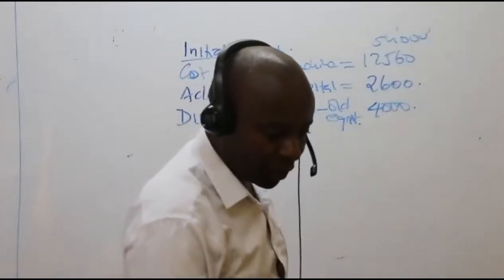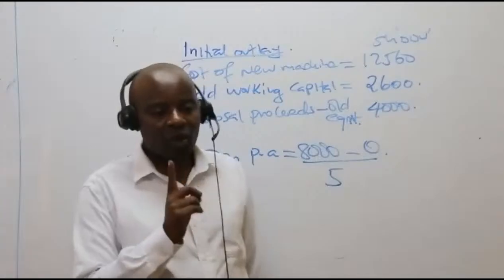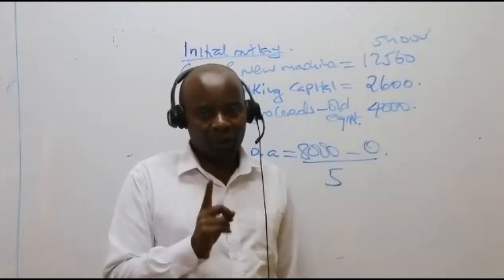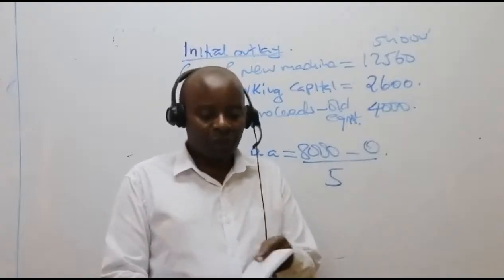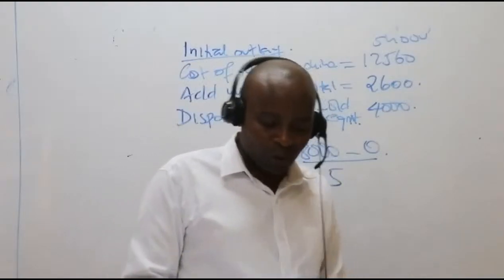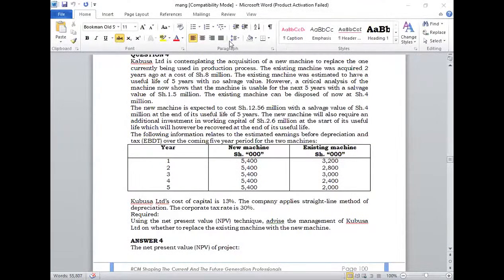Okay, let me stop recording a little bit. We discussed this issue of accumulated depreciation. So allow me kindly to repeat this concept of net book value. Specifically, I would want us to get the depreciation of the old machine. What have they told us? In line number 2 of the first paragraph, they're telling us the existing machine was acquired 2 years ago at a cost of 8 million. The existing machine was estimated to have a useful life of 5 years with no salvage value.